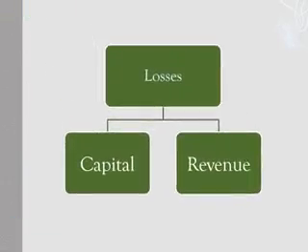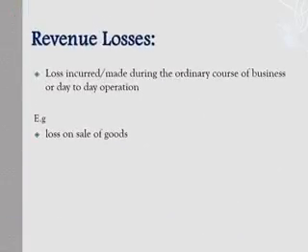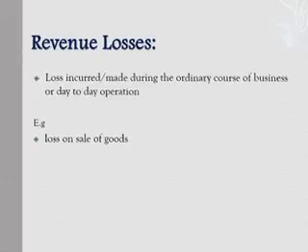So just like profit, the losses can also be classified into capital and revenue. The capital loss is made on the sale of fixed assets. Again, the same example: if we purchased the building for rupees 20,000, but this time we sold the building for rupees 15,000, then the 5,000 will be capital loss. And the last is revenue loss, the loss incurred during the ordinary course of business. For example, the loss which we suffer on the sale of goods will be the revenue loss.